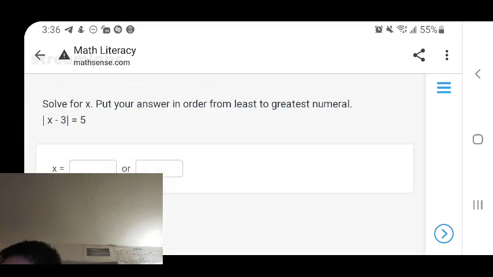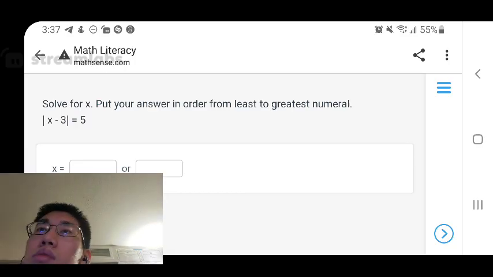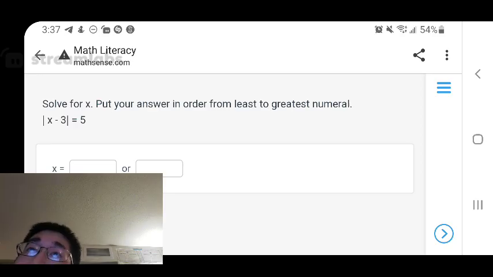Time to solve for x. This is 31. Solve for x. I might lay out the frame. No, that's fine. Solve for x. Put your answer in order from least to greatest.